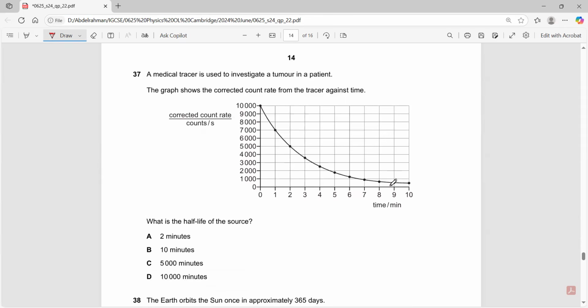37. What is the half-life of the source? So I'll take the initial count rate, 10,000 divided by 2, which is 5,000. So from 5,000, I'll draw a line, which would be 2 minutes.